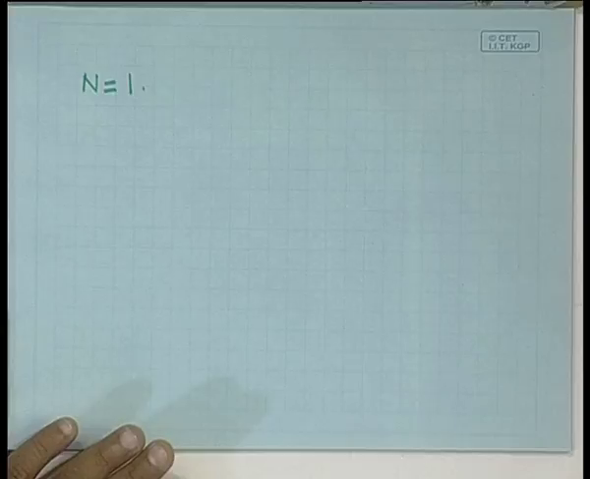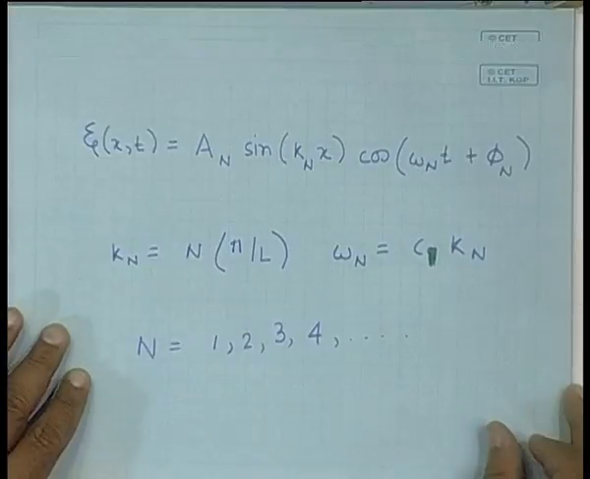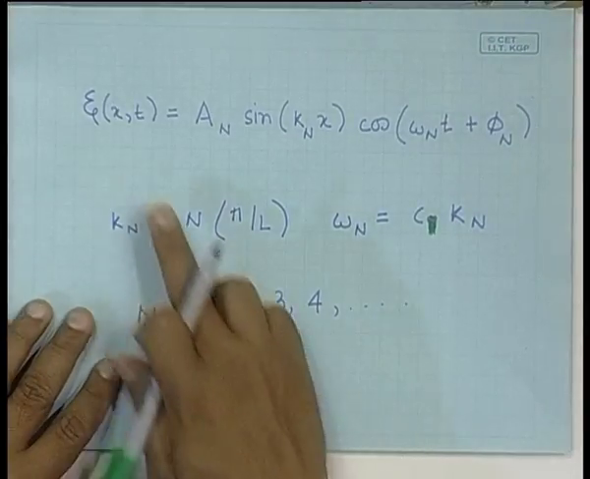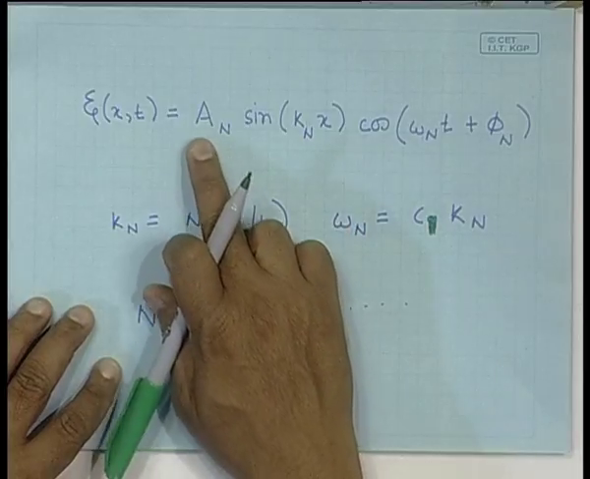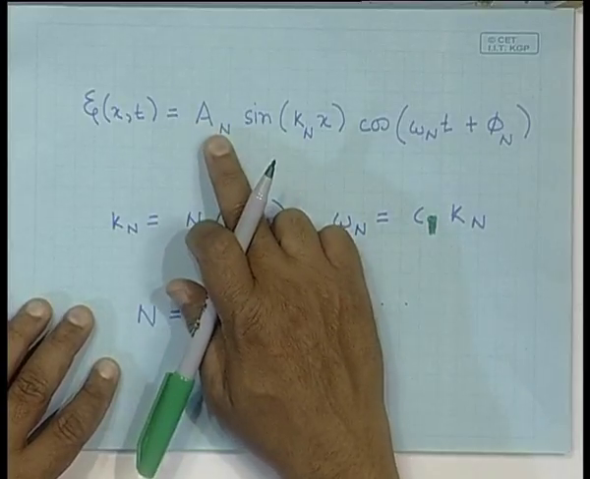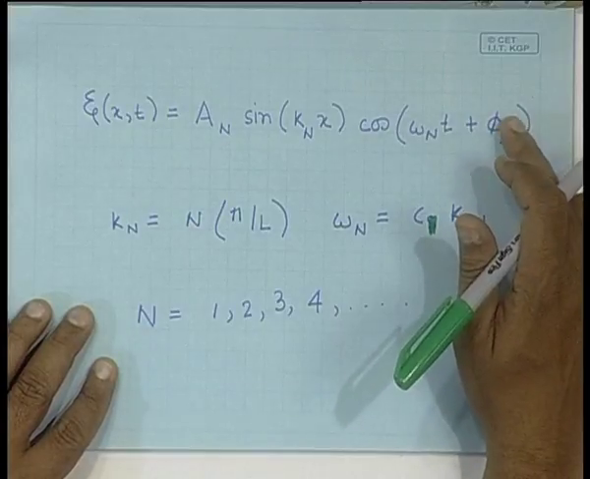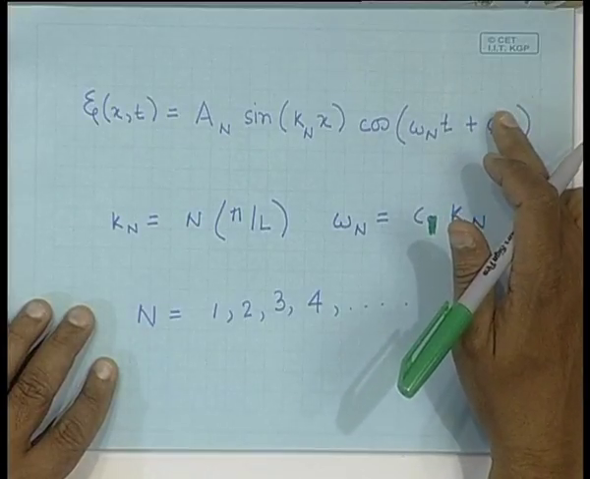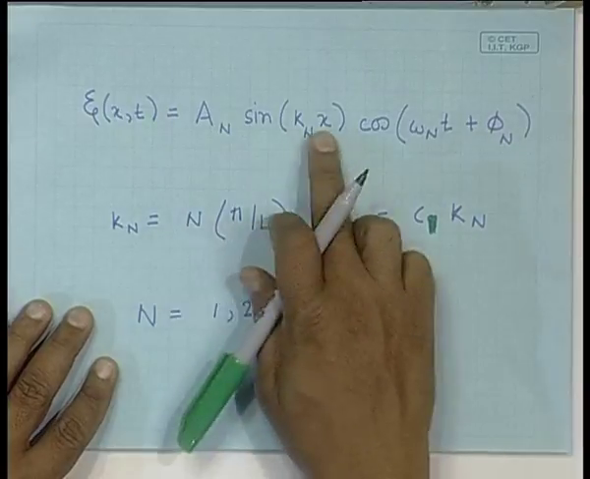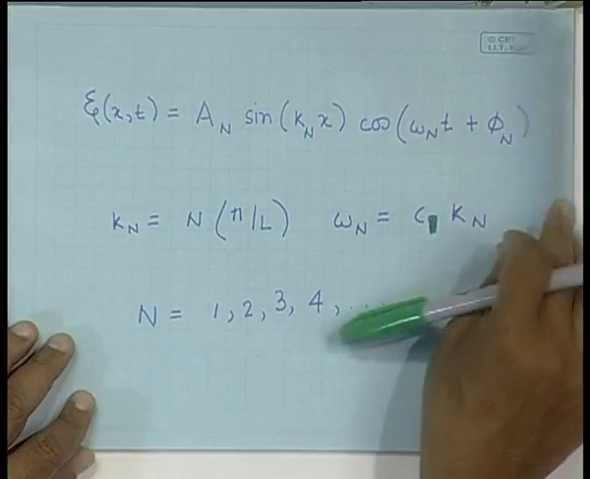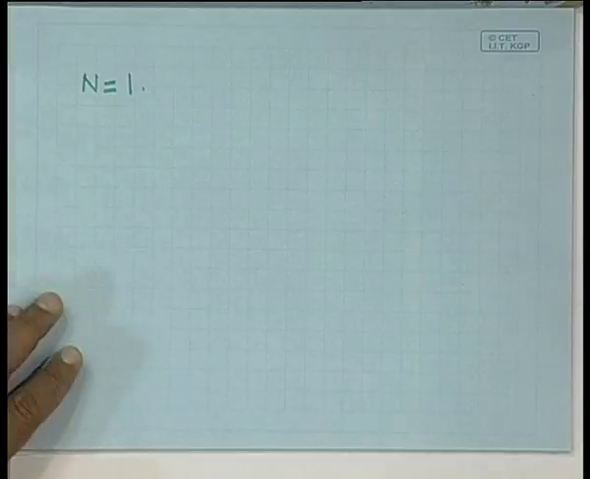So, what you have to do is fix n equal to 1 and put in all the values. A1 will be some arbitrary amplitude decided by the initial conditions, phi 1 will be some arbitrary initial phase decided by the initial conditions, and then you have to put in the values of k n and omega n. So, let us do the exercise and we can discuss it then.